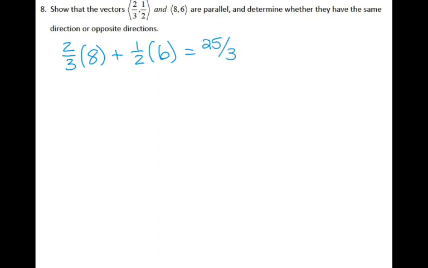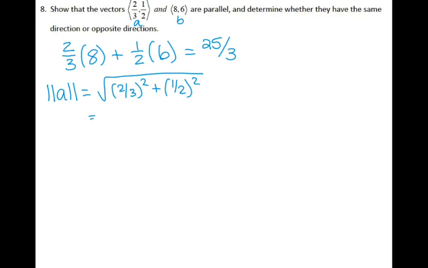All right, and then from here, in order to find the angle in between, I need two magnitudes. I'm going to call this A, and that's B. So the magnitude of A is going to be the square root of 2/3 squared plus 1/2 squared. So 2/3 squared plus 1/2 squared, square root, gives me 5/6. I'm using my calculator for all this, by the way. Don't be scared of the fractions, because you can use a calculator. It makes life a lot easier.